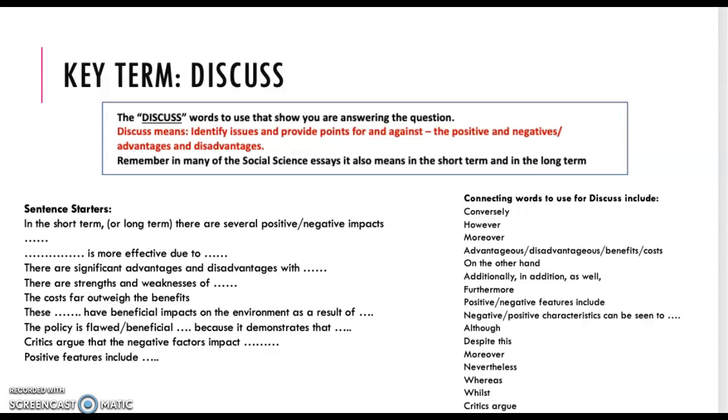So the question might be, discuss human impacts on the Great Barrier Reef. Now that means you need to provide positive human impacts on the reef and negative human impacts on the reef, which is exactly what we've been talking about this lesson. By doing that research that I've just mentioned, you'll be able to have some good stats and information to support why an action might be negative or why an action might be positive. On this slide are some sentence starters and connecting words to help you write that response.